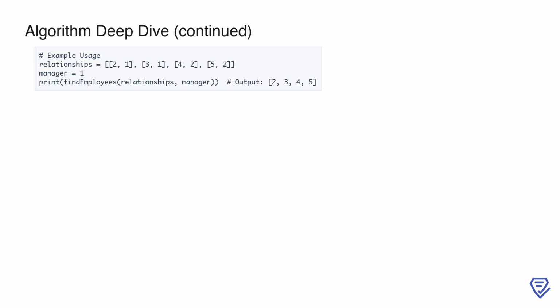Here's an example to see the code in action. If we input the relationships (2, 1), (3, 1), (4, 2), (5, 2), and specify manager 1, we call the function findEmployees. The algorithm builds the adjacency list, initializes the result list, and performs the DFS traversal. The output is 2, 3, 4, 5, which confirms that employees 2, 3, 4, and 5 all report to Manager 1, either directly or through others in the hierarchy. This example demonstrates how the algorithm works step by step, producing the correct result by systematically exploring the reporting structure. With its efficiency and clarity, this approach is well suited for solving the problem on both small and large scales.